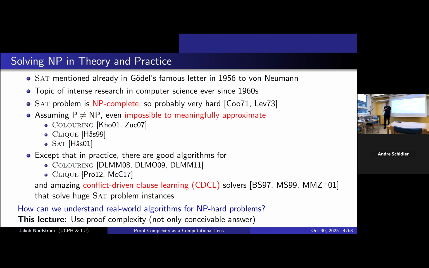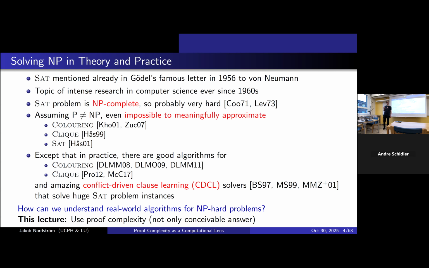In practice, we have a very different picture. There are good algorithms that solve even non-trivial coloring instances efficiently, as is the case for clique. And for SAT solvers, there are truly amazing so-called conflict-driven clause learning or CDCL SAT solvers, developed since the turn of the millennium, that do efficiently solve CNF formulas with millions of variables. And so one thing that is of interest: how can we understand these algorithms and when and why they work for these NP-hard problems that we believe in theory are very hard.